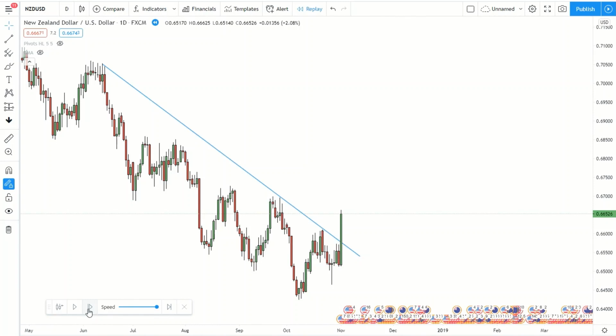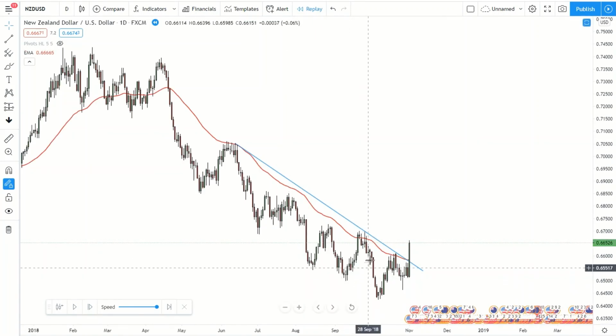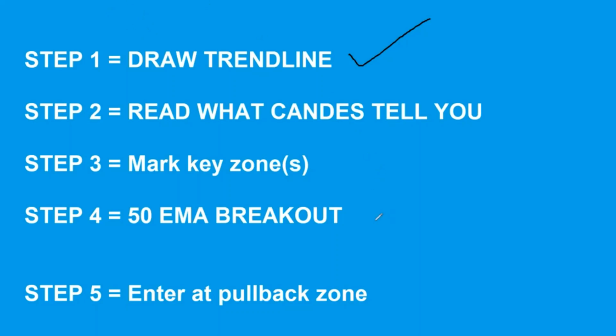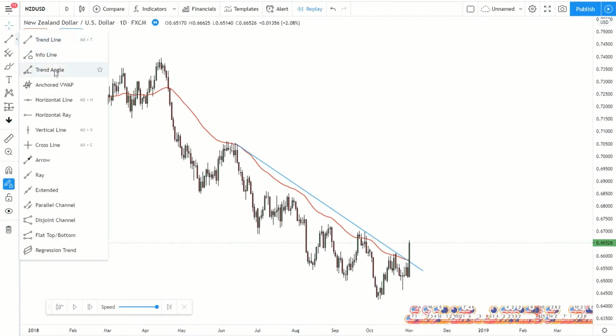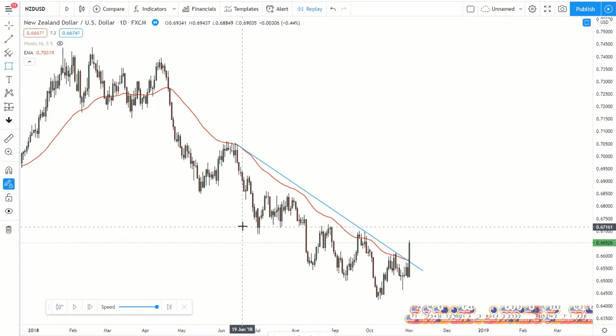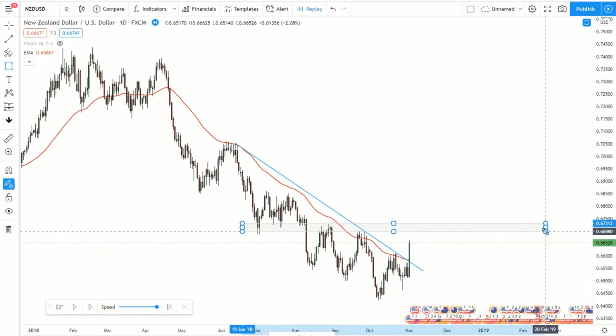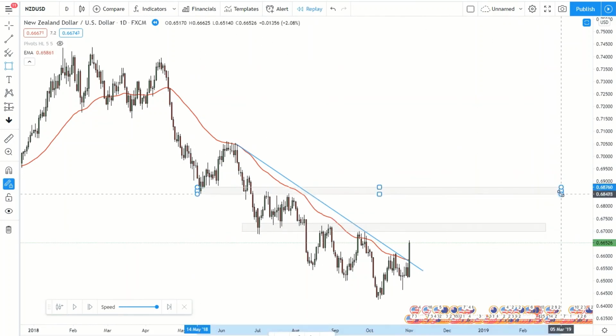Okay, here we had a breakout of the trend line, and if we add the 50 EMA, we also broke above the 50 EMA. Now what we need to do, we had a breakout of the 50 EMA. Now we need to mark our key zones. Okay, no problem. We just grab this tool over here. Let's see here, something like that. So we're gonna draw something like here, and another something like here.